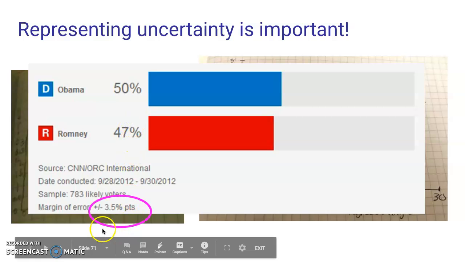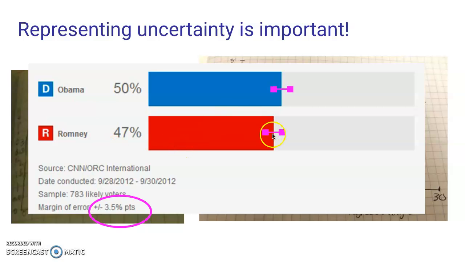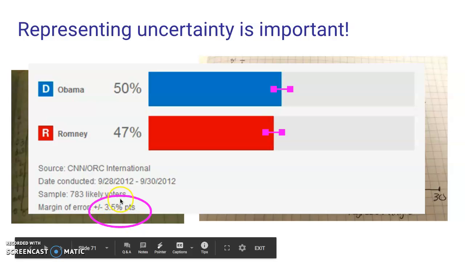But what I really want to point out is that there's this thing called margin of error, and that's actually uncertainty. And this uncertainty is plus or minus 3.5 percentage points. Notice 50, 47. If I have plus or minus 3.5 percentage points, that actually means that Mitt Romney could be as high as 55.5, and President Obama could be as low as 46.5%. So the uncertainty representation and recognizing that it has an impact is super, super important.